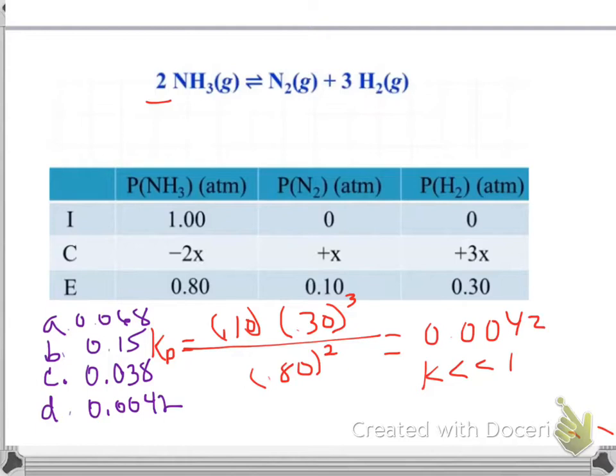Okay, so it does tell us that the reactants are favored because my K is much less than 1, and when my K is much less than 1, the reaction favors going in the left direction. Remember, if K is much greater than 1, that means products are favored. Okay, so we're going to stop there.